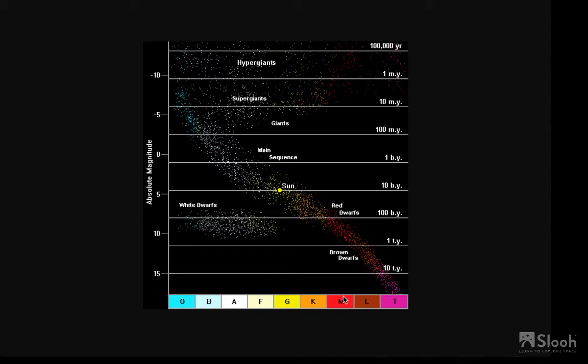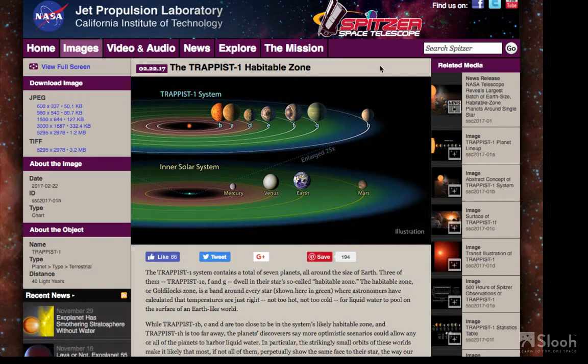Now, because Proxima Centauri, the star, is 7 times smaller than our sun, the habitable zone is much closer into the star because the star is smaller and it puts off less heat. So a planet has to be closer in order for that water to be liquid. Now, when a planet is closer to the star, we run into some trouble. So we're going to explore this a little bit more in depth by talking about the TRAPPIST-1 system.